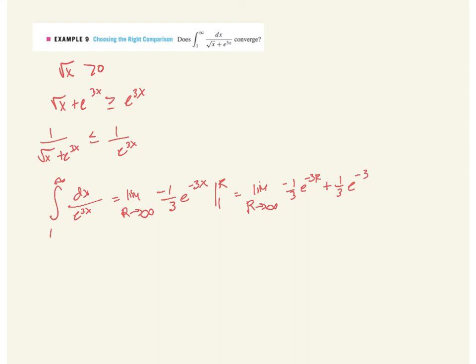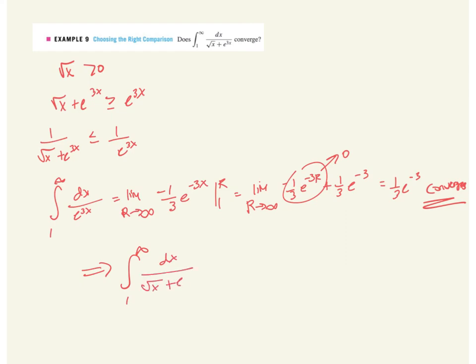And if I evaluate this at infinity, because it's a negative exponent, that drops to the denominator, so we have number over infinity, which this term then zeroes out, so we're left with 1/3 e to the negative 3rd, which numerically is not relevant, but the fact that it converges is. So therefore we can conclude, because this other function is smaller, based on that comparison table, then this original function also converges.